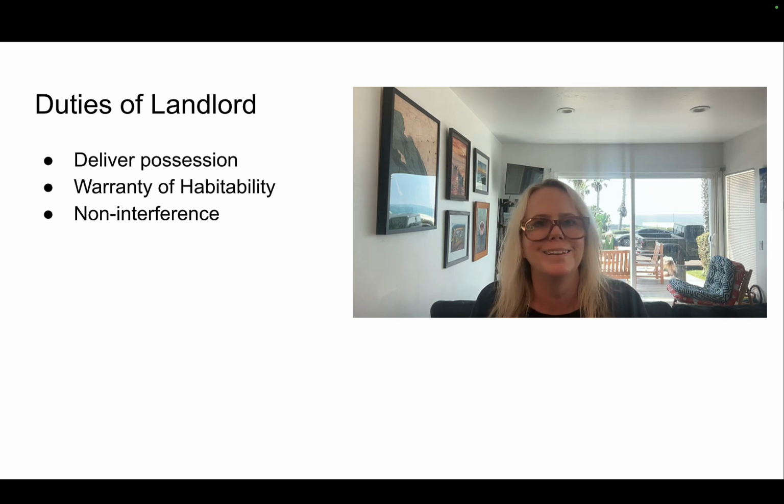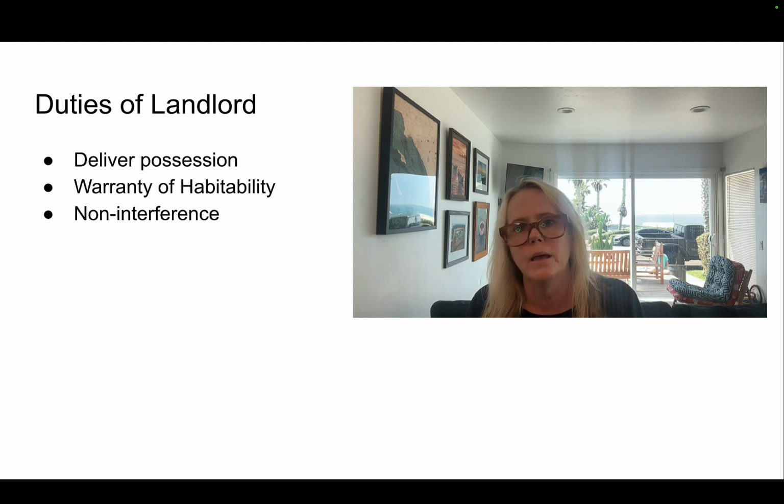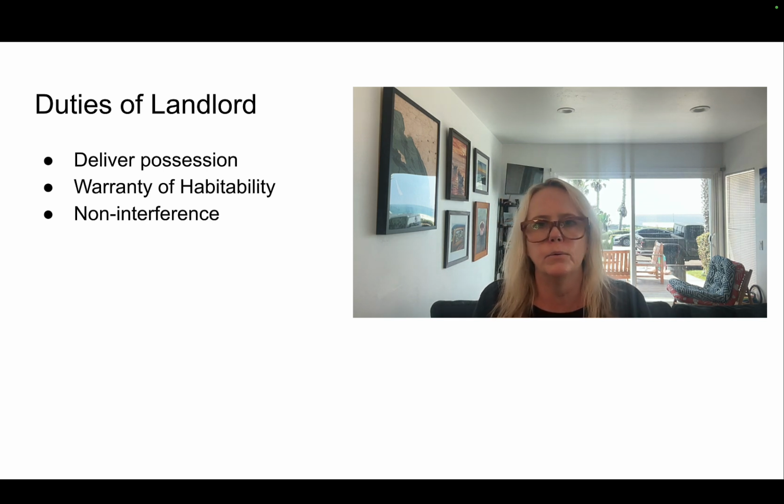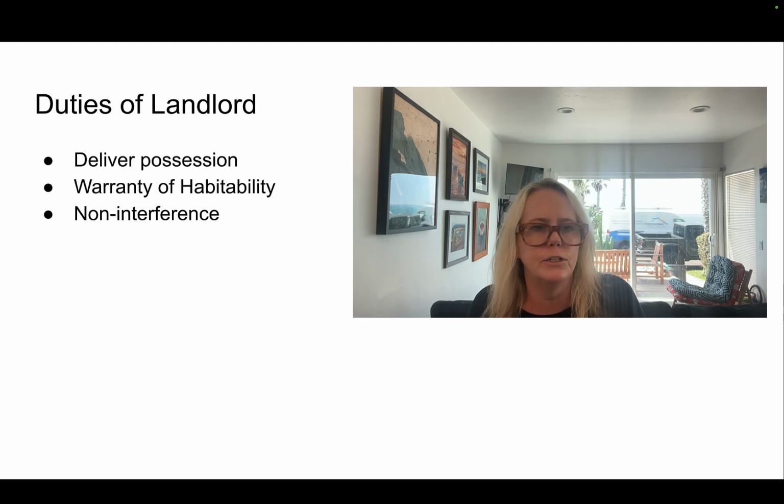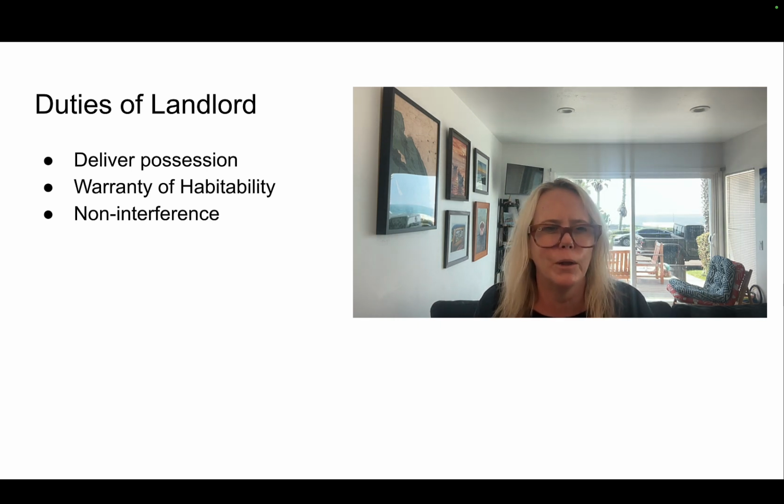Broken air conditioning, at least in Southern California, is not an issue of habitability. So there are certain issues that are habitability issues. Toxic mold would be a habitability issue. Heat or electricity or gas, whatever the power is, would be a habitability issue. A gas leak would be a habitability issue. Things that are minor in nature, like I said, air conditioning that's not working right, again, in California, is not a habitability issue.